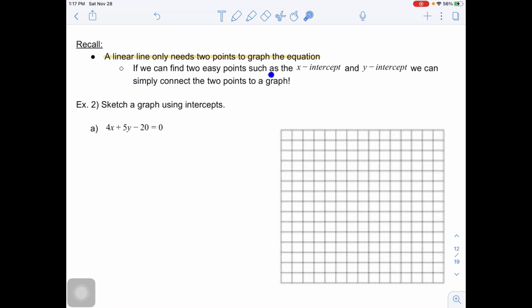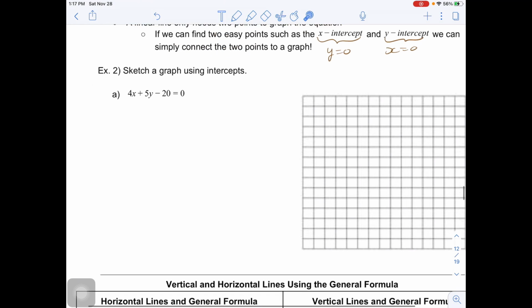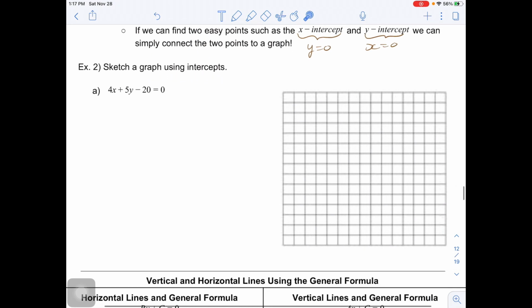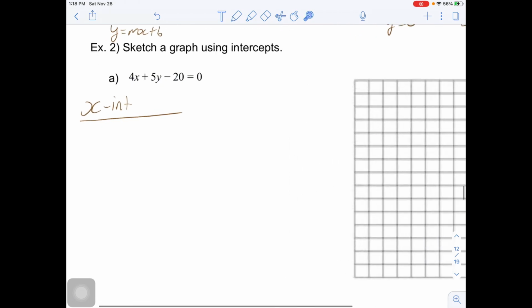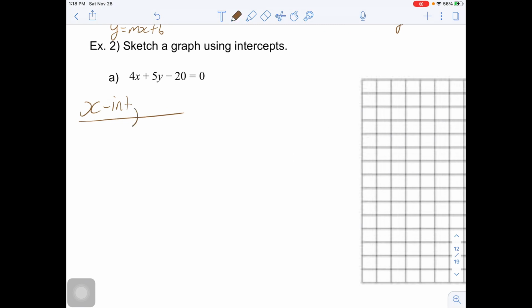If we can find 2 easy points, such as the x-intercept, so remember the x-intercept is pretty easy because that's simply when y equals 0. And the y-intercept, which is simply when x equals 0, we can simply connect the 2 points to graph. So sketch the graph using intercepts. Okay, well, I'm going to find my x-intercept here. And remember, this isn't in slope-intercept form, so if it was in that form, we would graph it using a different method. But now we're going to graph it using another method. We're going to use it just by finding some simple points.